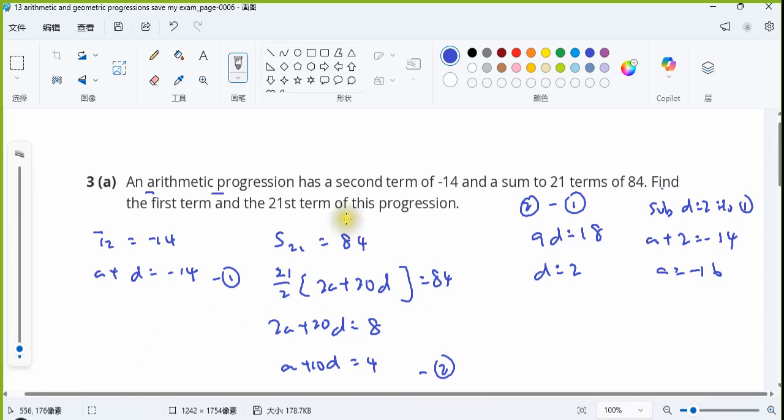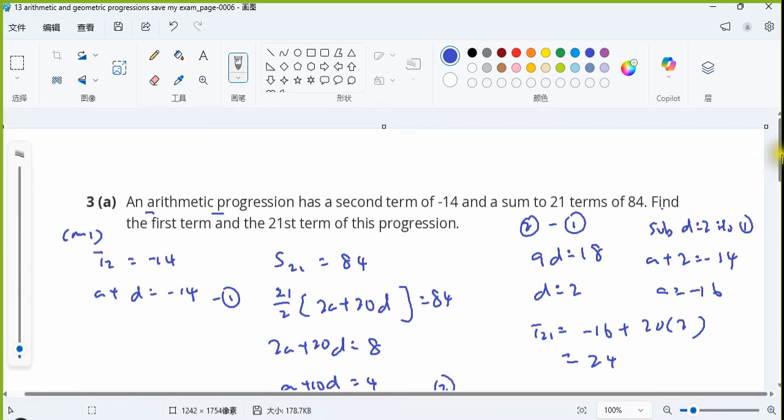Then find the first term and the 21st term. So the first term is negative 16. The 21st term T21 will be negative 16 plus 20 times 2. Then we have 24. Okay. So this is the first method.